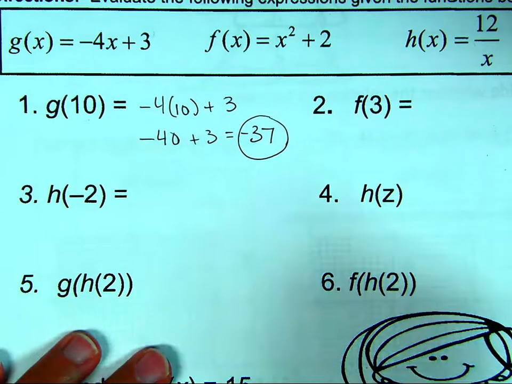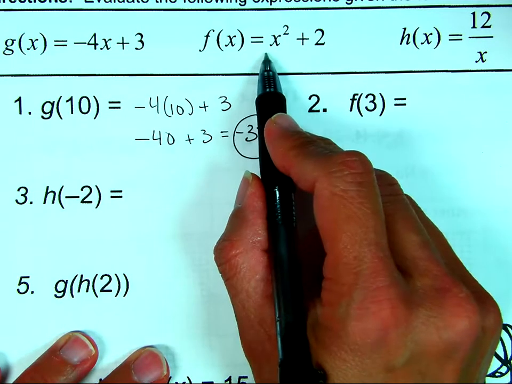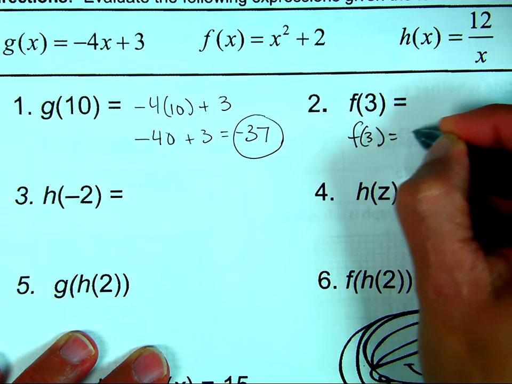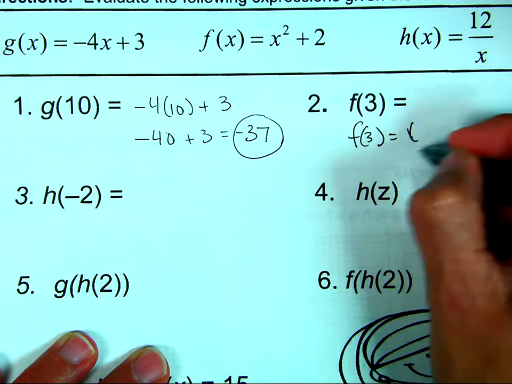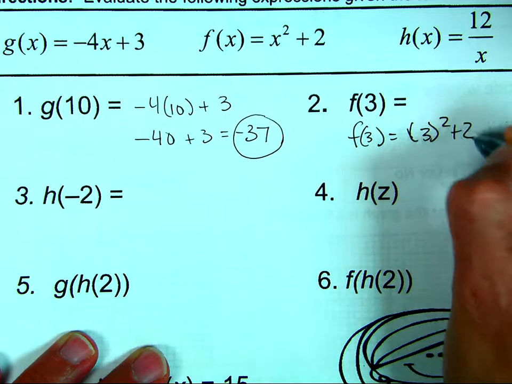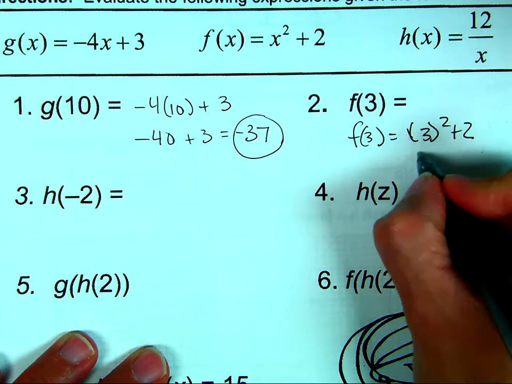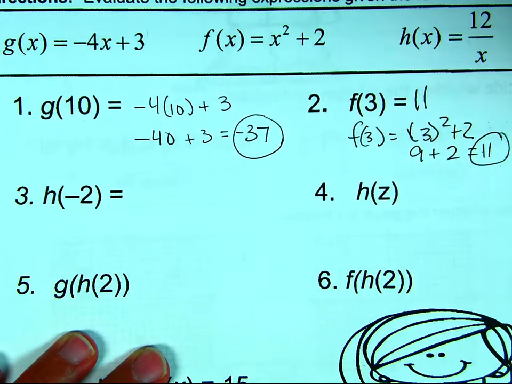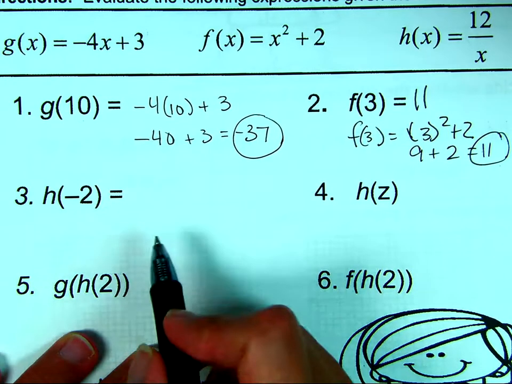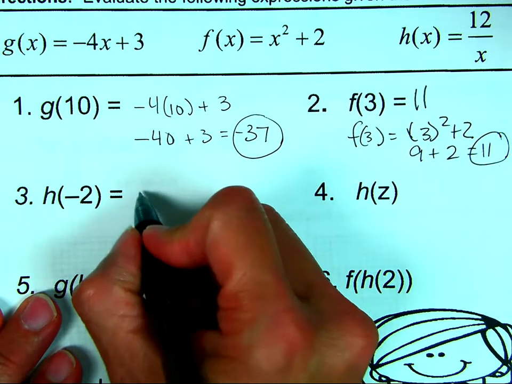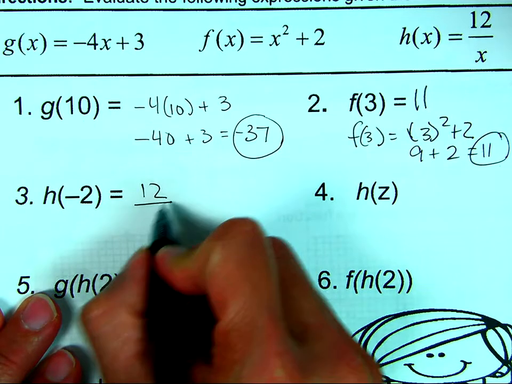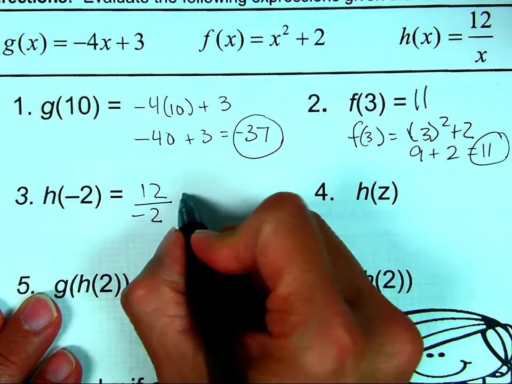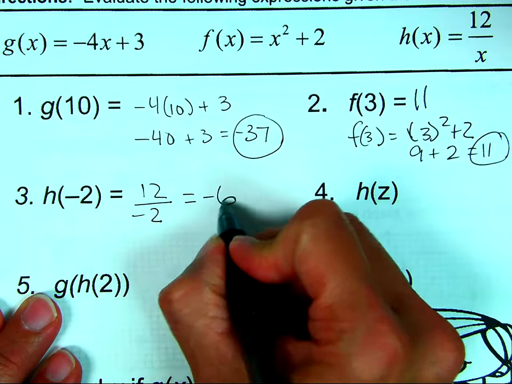Okay, so now we'll go to number 2, f of 3. So we go to the f function, and f of 3 is the same as x, but x is 3 this time, squared plus 2. So what is 3 squared? It's 9, plus 2 is 11. So f of 3 is 11. And now we go to h. Our function h is 12 over x, but since our x has changed to negative 2, instead of dividing by x, we'll divide by negative 2, and 12 divided by negative 2 is negative 6.